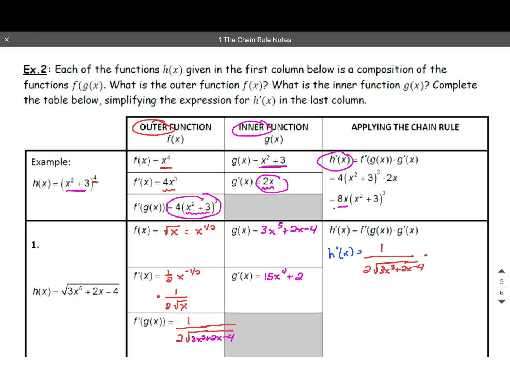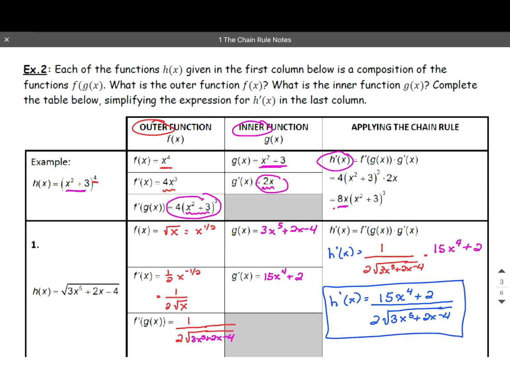times the derivative of the inside, 15x to the 4th plus 2, or simply h prime of x is 15x to the 4th plus 2 all over 2 times the square root of 3x to the 5th plus 2x minus 4.